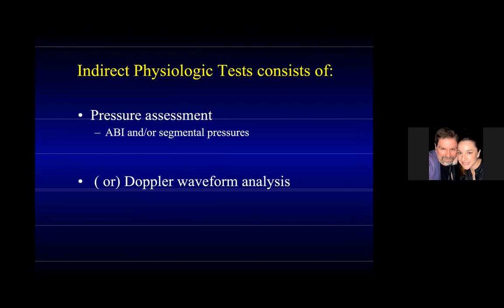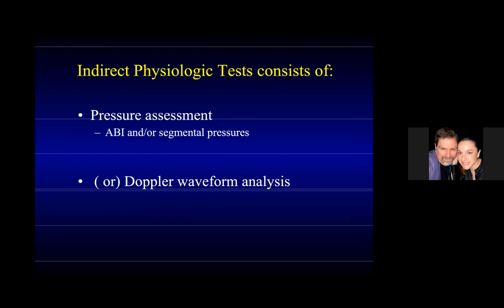The easiest test that you can do on a patient, right, to assess the quality of their arterial blood flow in the lower extremity is an ankle brachial index. Have you guys heard of an ankle brachial index, Genesis? Yes, okay. All right, and then Doppler waveform analysis.